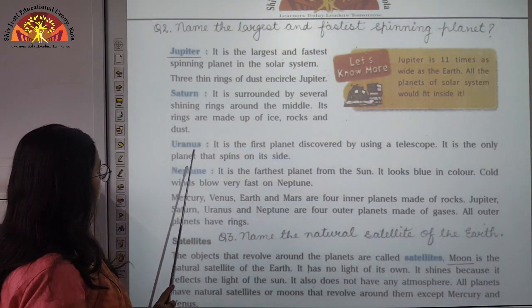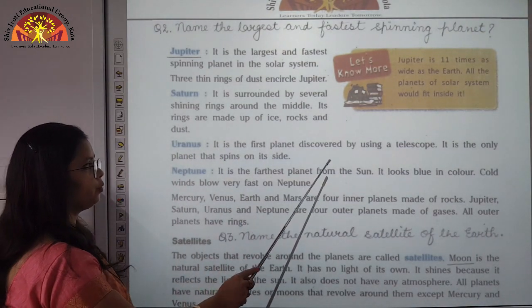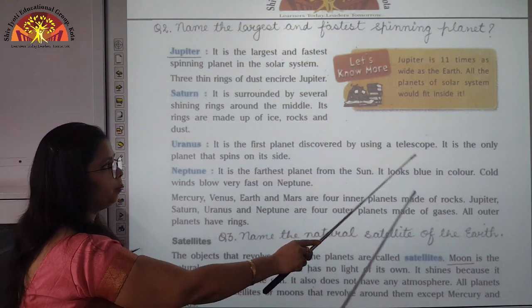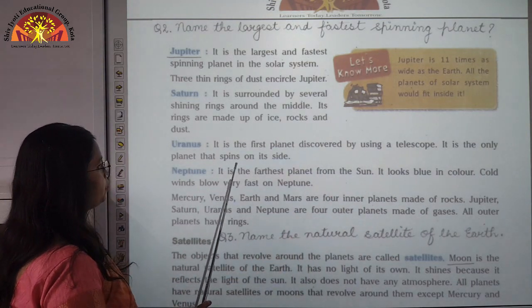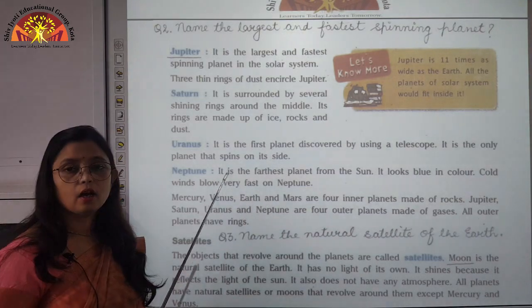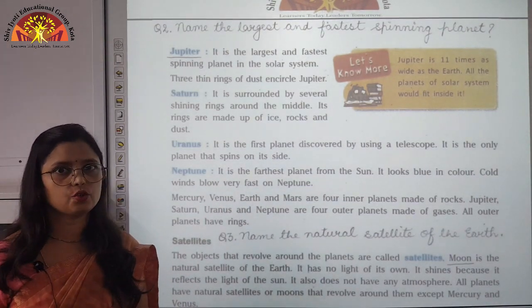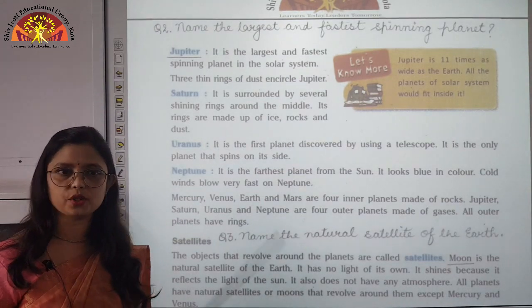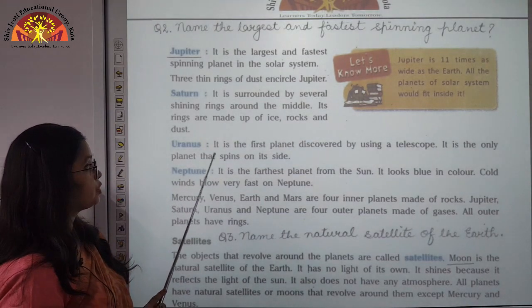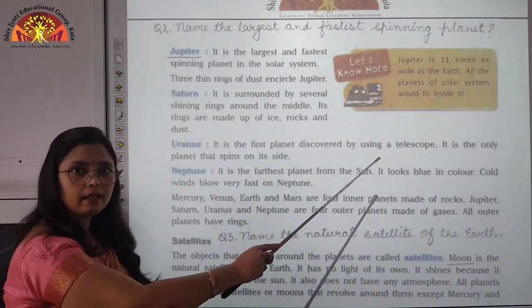Then there is Uranus. It is the first planet discovered by using a telescope. It is the only planet that spins on its side. Now children, just now I have told you in the beginning of the chapter that there is an instrument through which we can see far off objects. So, this was the planet which was discovered by using a telescope.